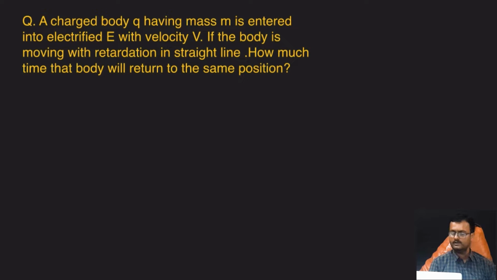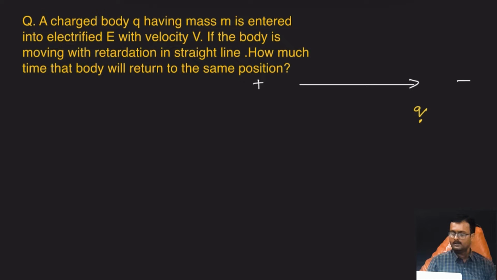A charged body Q having mass m enters the electric field E with velocity v. If the body is moving with retardation in a straight line, how much time will that body take to return to the same position? Suppose the uniform electric field is along this direction. That means the plus plate is here and the minus plate is here. Plus Q is moving with retardation, meaning its velocity is decreasing.